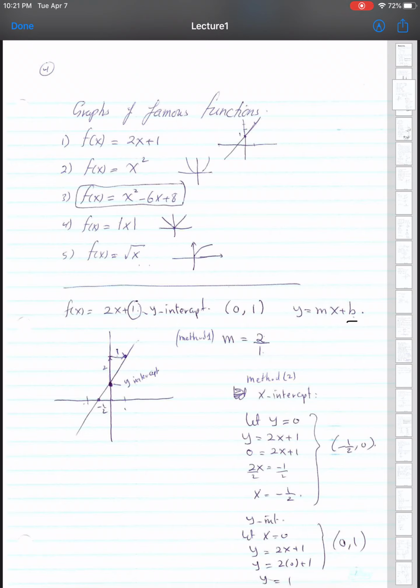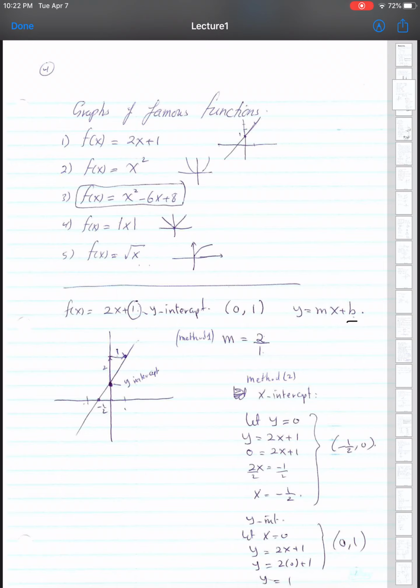First we'll try to solve how to draw a graph for 2x plus 1. From the formula of a straight line, y equals mx plus b, we know m is the slope and b is the y-intercept. From this equation 2x plus 1, if we relate it with the formula of the straight line, the slope is going to be 2 and the y-intercept is going to be 1.